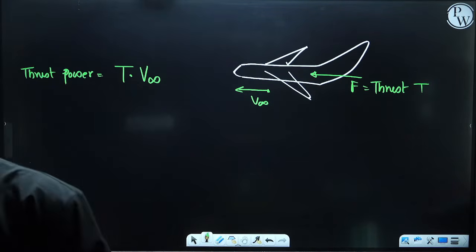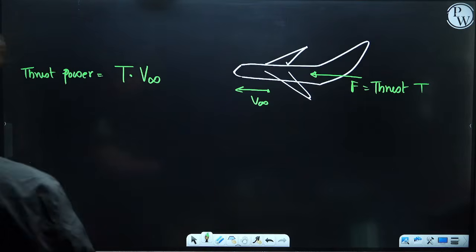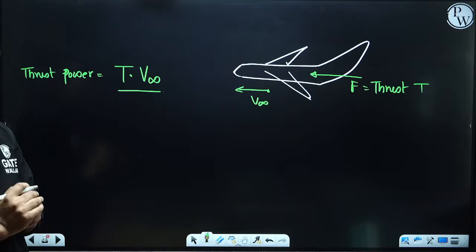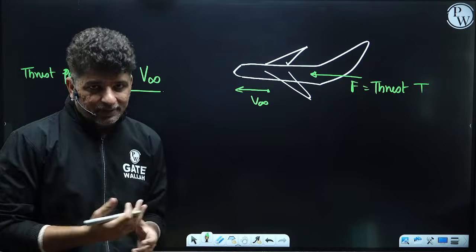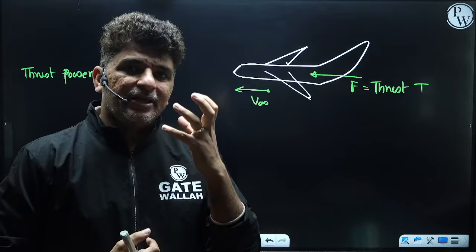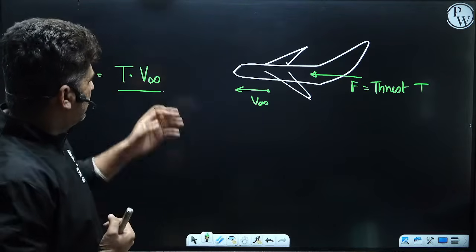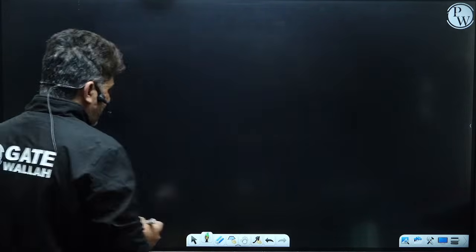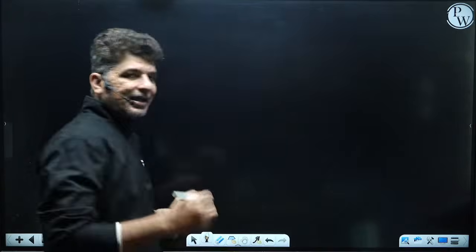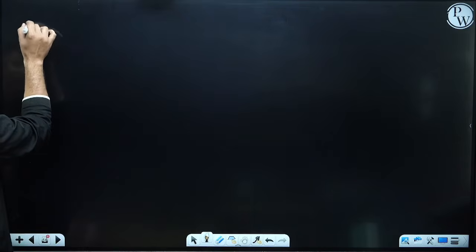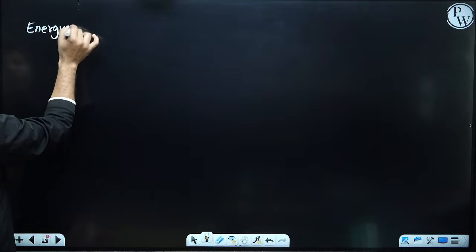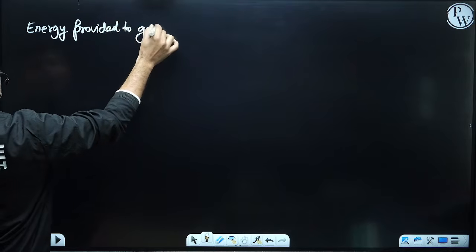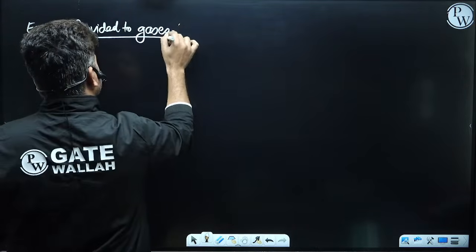I hope everybody is understanding. So the thrust power which will be available will be thrust multiplied by V infinity. Now, this thrust power is developed by what? This thrust power is developed by your gases which are moving, or the jet which has produced this thrust. So now we need to calculate what is the power, or the energy, given to gases. So let's say energy provided to gases. What is the energy provided to the gases or air?